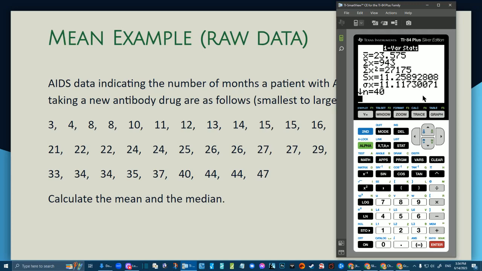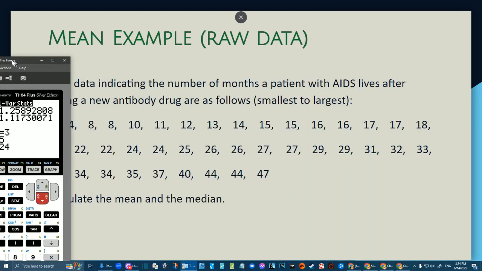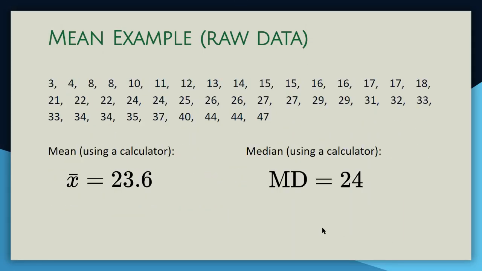To get the median, it's already on my screen. I just have to scroll down, and we can see the median is 24. So 23.6 and 24. You'll notice those values are fairly close together. 23.6 rounds up to 24, but they're not the same.